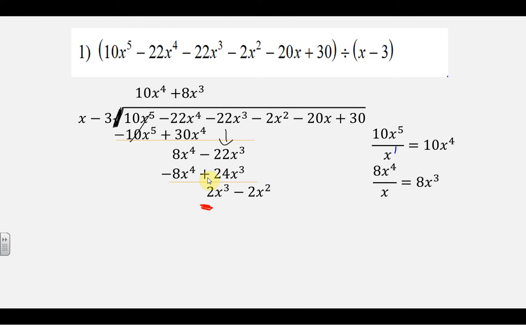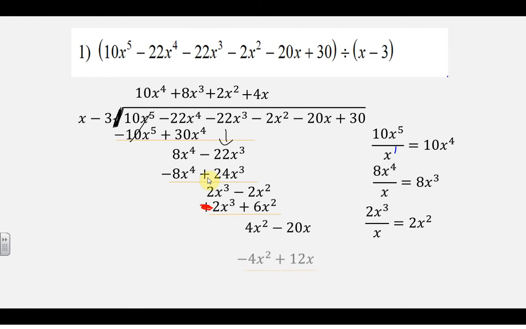And now x goes into 2x cubed, 2x squared times, or again, you can do the work on the side. Either way, we're going to get 2x squared, multiply it through. Oh, that should be a negative. That's why that red spot's in there. Foreshadowing, people. So you change both those signs and you add down and you get 4x squared, drop down the negative 20x, and then you do it again.